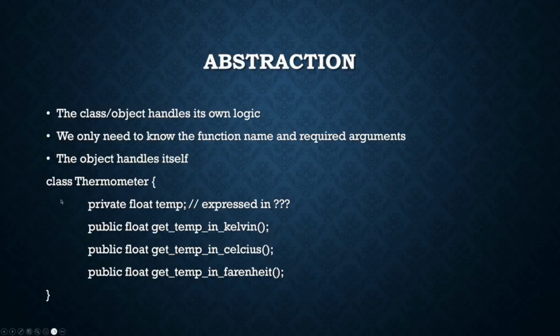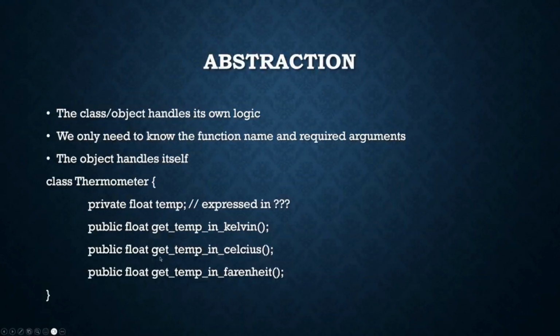For example, let's say we had a thermometer class. It's going to store a temperature, and we don't know how that temperature is stored. Maybe it's expressed in Kelvin or Celsius or Fahrenheit, or maybe something that we don't even know what that number is. But we don't really care. What we care about is, I just want to know what the temperature is. So thermometer, tell me what the temperature is. We can ask it, give me the temperature in Kelvin. And whatever value it gives us back will be a value in Kelvin for the current temperature.